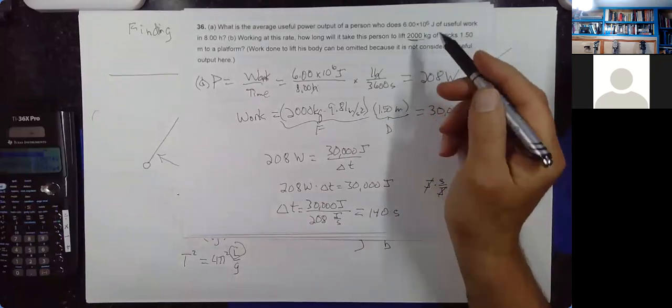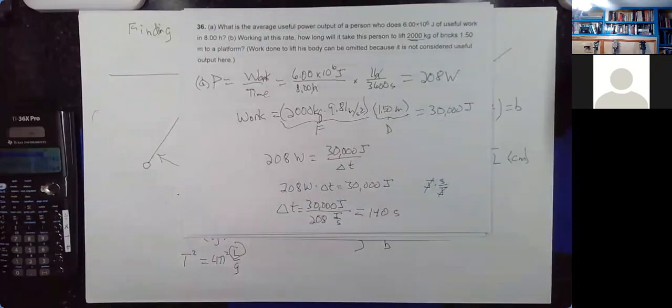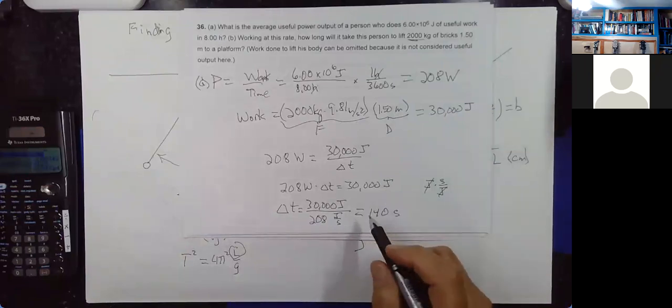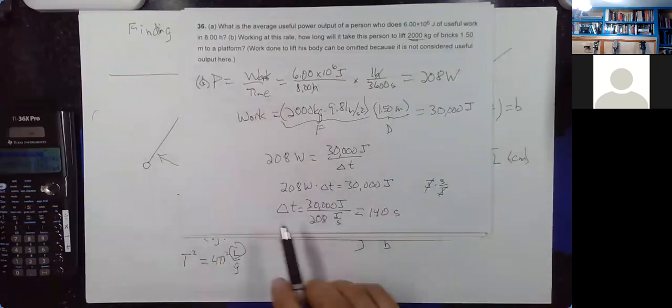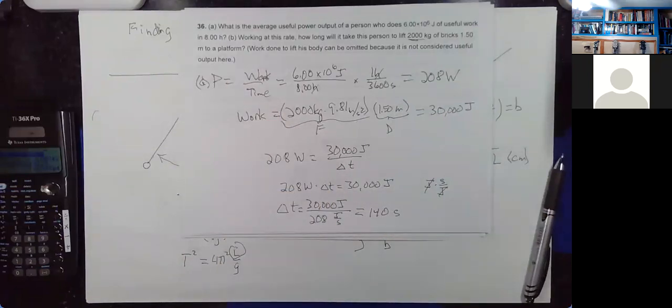2,000 kilograms of bricks would weigh about 4,400 pounds. And I don't even want to think about having to move those things a meter and a half onto a platform, but you'd have to work pretty fast, I guess, to do that.